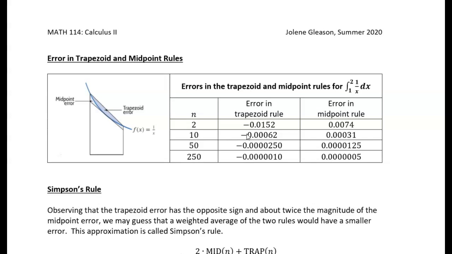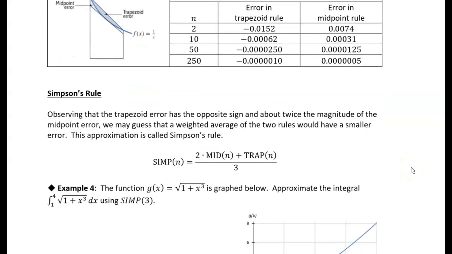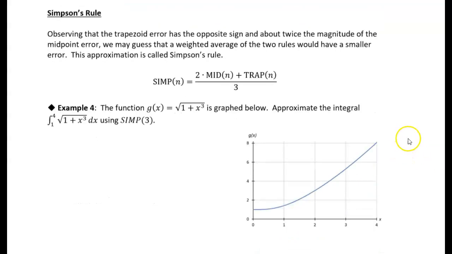Okay, and so that's where Simpson's rule comes from. It's essentially a weighted average of the midpoint and the trapezoid rules. So we're taking 2 times the midpoint rule estimation and adding 1 times the trapezoid estimation and dividing by 3. So it's a weighted average, okay? And because the midpoint rule tends to be a little bit more accurate, we're weighting the midpoint rule estimation a little more heavily. Okay, so let's see this in action and go on to example 4.